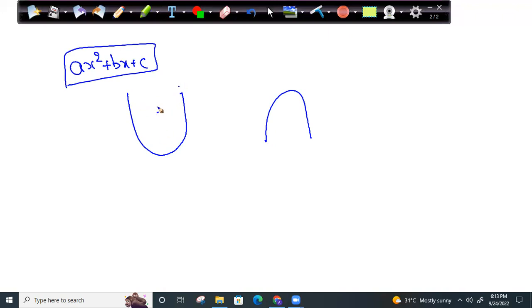Quadratic function means a parabola, an upward parabola or a downward parabola. When does it become an upward parabola, and when a downward parabola? Every point I'm teaching right now is important. It becomes an upward parabola when the coefficient of x square, that is a, is positive. If a is negative, it becomes a downward parabola.